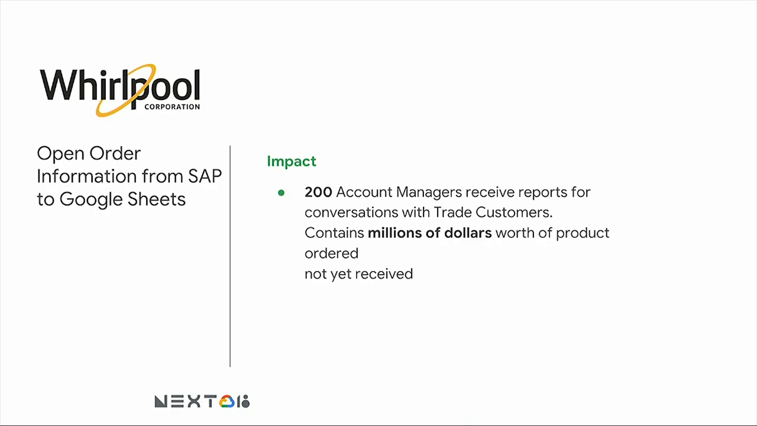So AppScript provides them with reliability. It showcases how AppScript can be integrated with an enterprise system like SAP and G Suite, which is a highly collaborative productivity suite. And now their business is more efficient. The sheet is delivered directly to their account managers. They don't have to manually log into SAP anymore and download the reports. Now 200 account managers receive these emails. The information is essential prior to engaging with trade managers, and it contains millions of dollars worth of product ordered, not yet received.